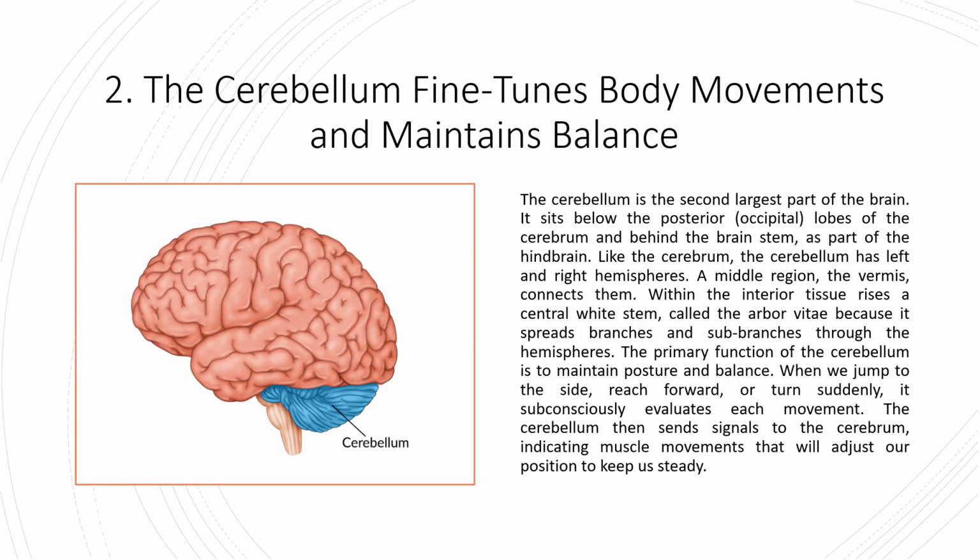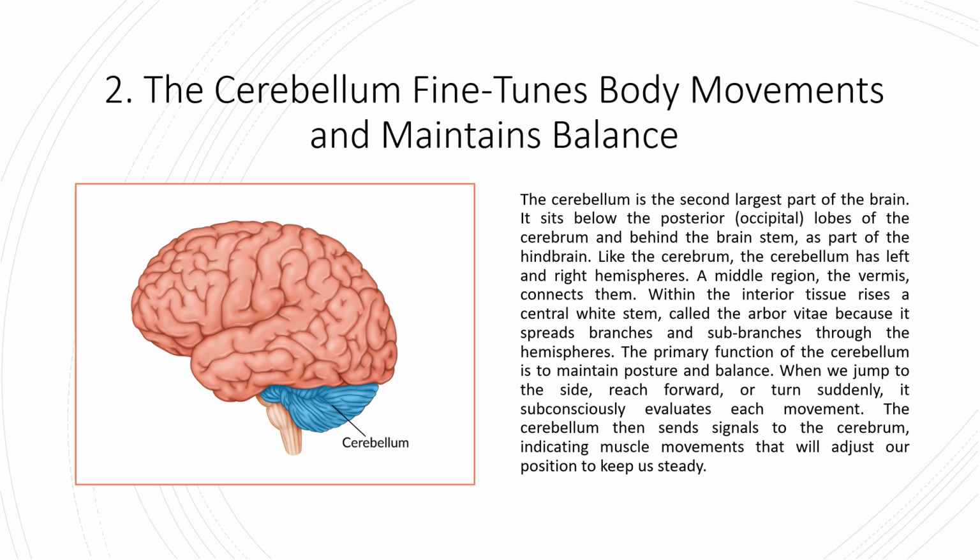Let's talk about the cerebellum. The cerebellum fine-tunes the body movements and maintains balance. The cerebellum is the second largest part of the brain. It sits below the posterior occipital lobes of the cerebrum and behind the brain stem as part of the hindbrain. Like the cerebrum, the cerebellum has left and right hemispheres. A middle region, the vermis, connects them, and within the interior tissue rises a central white stem called the arbor vitae because it spreads branches and subbranches through the hemispheres.